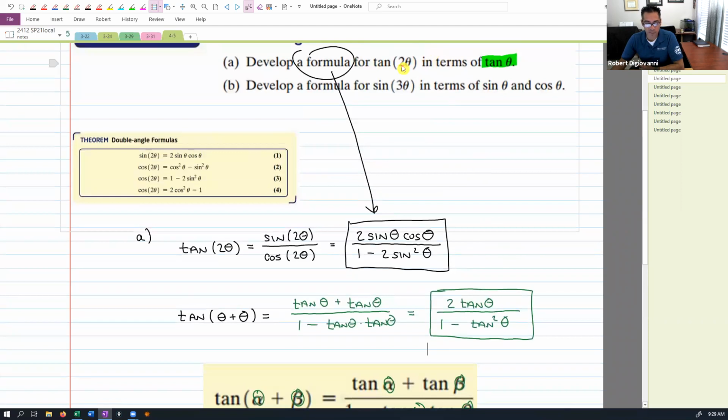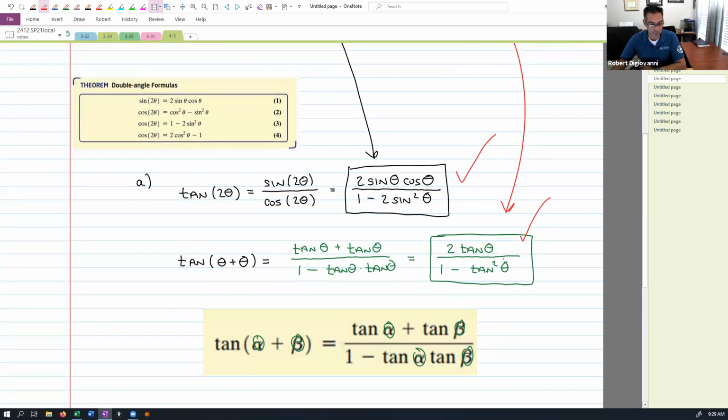is what they wanted. All right, so does everyone understand how the first way I did it here is correct, but it's in terms of sine and cosine? The second one is better because it also has everything in terms of tangent theta, which is what they wanted. Questions there?